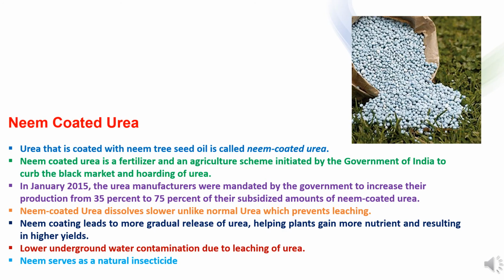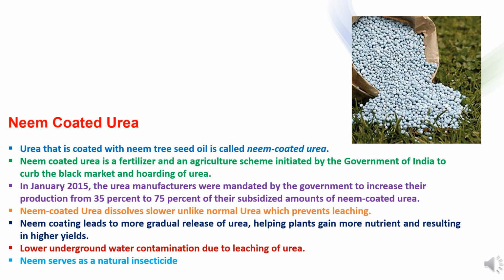Next slow release nitrogenous fertilizer is neem coated urea, where the urea is coated with neem tree seed oil, and neem also serves as a natural insecticide. Neem coated urea is a fertilizer and an agriculture scheme initiated by the Government of India to curb the black market and hoarding of urea. In January 2015, the urea manufacturers were mandated by the government to increase their production from 35% to 75% of their subsidized amount of neem coated urea.